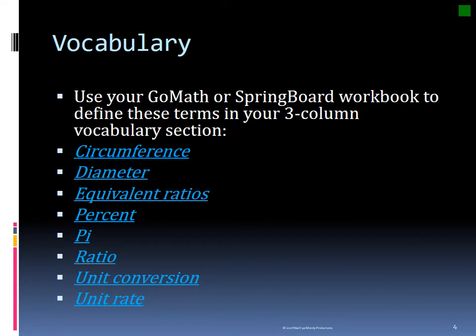Now use your Go Math or Springboard workbook to define these terms in your 3-column vocabulary section: circumference, diameter, equivalent ratios, percent, pi, ratio, unit conversion, and unit rate. Please pause the video now so that you can go and define these words in your vocabulary section.